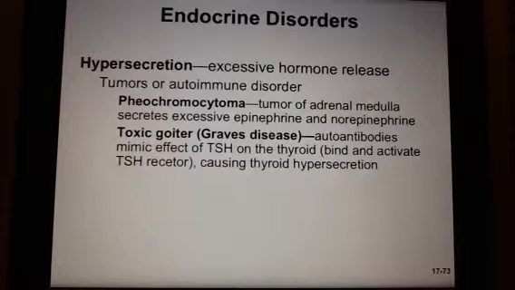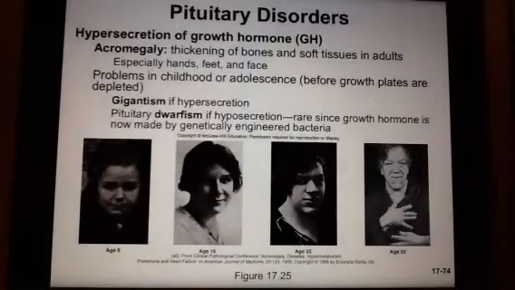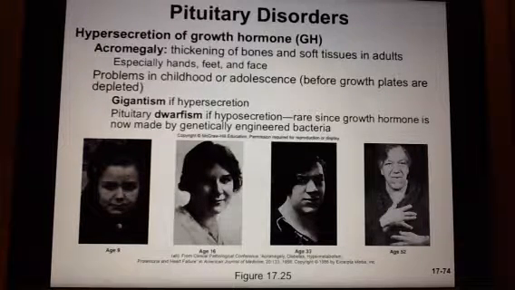And then hypersecretion is excess hormone release, so releasing too much hormone. Again, this can be from a tumor or an autoimmune disorder. So one of the easiest ones is Graves' disease, where there are autoantibodies that mimic the effect of TSH, causing too much thyroid hormone to be secreted, and that's called Graves' disease.